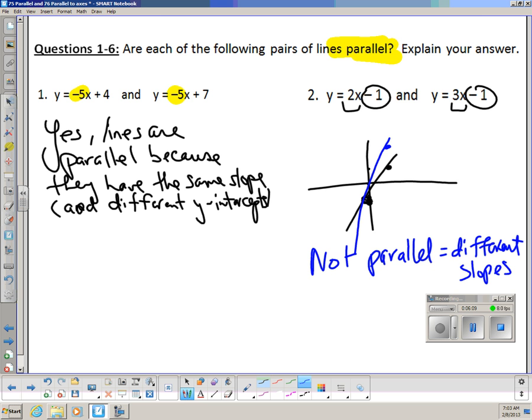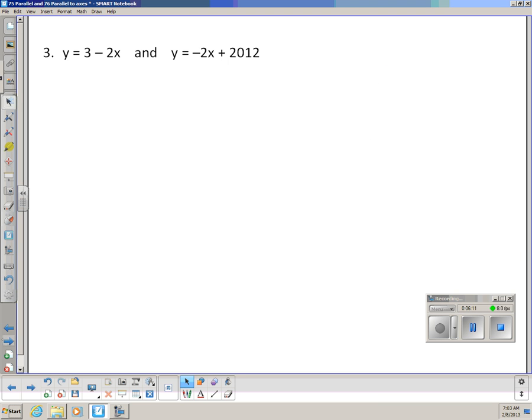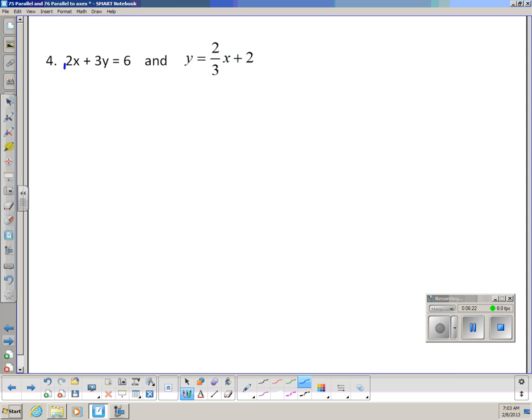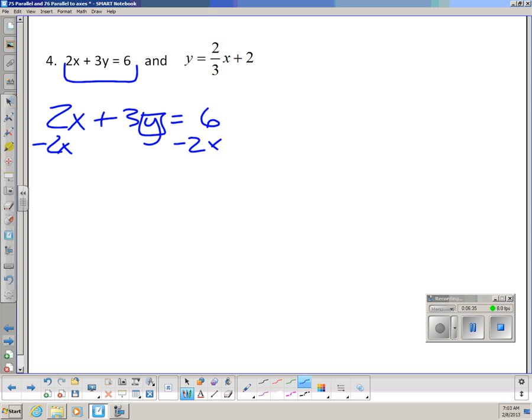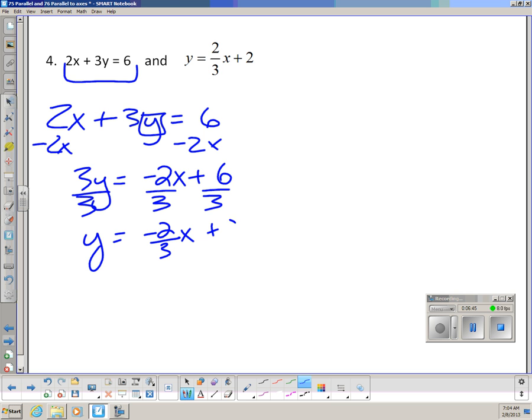I'm going to do one more with you. I'm going to do number 4 with you. It says 2x plus 3y equals 6 and y equals 2/3 x plus 2. The problem with the first equation is it's not set up correctly. We have to get into y equals mx plus b form by solving for y. So we have 2x plus 3y equals 6. I'll put a box around my y. Subtract 2x from both sides. So I get 3y is negative 2x plus 6, divided by 3. And so y equals negative 2 over 3 x plus 2.